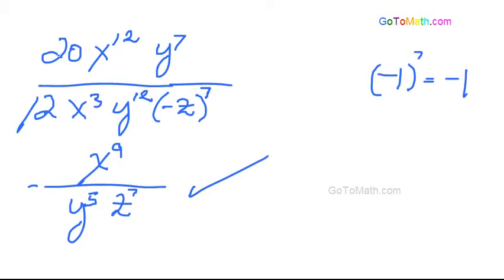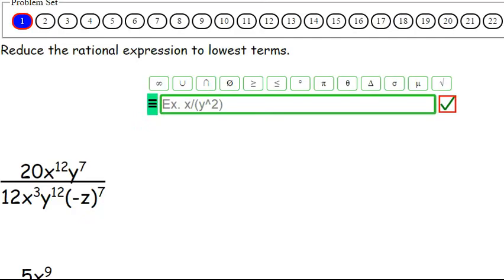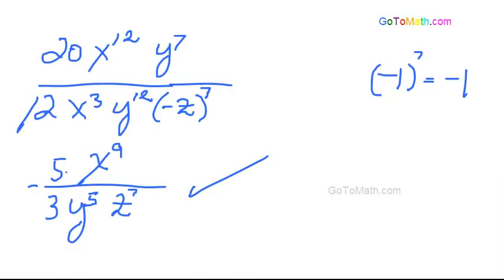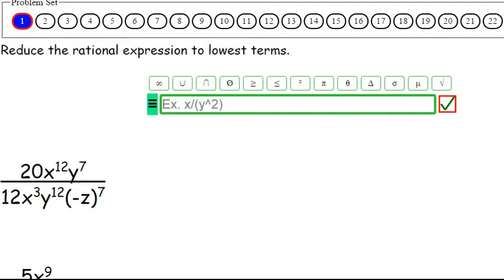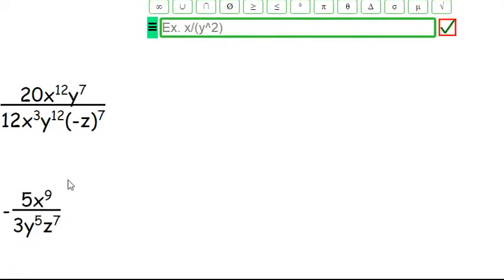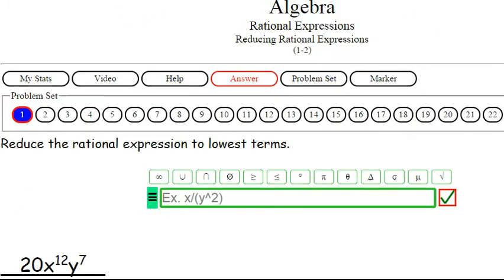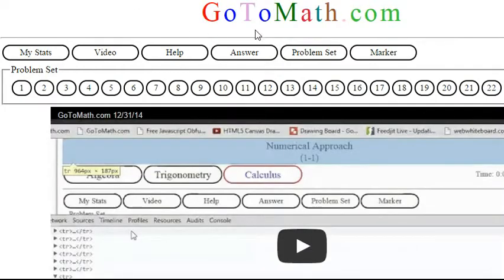We got, let's see, 4. 4 goes into 20 5 times. 4 goes into 12 3 times. Okay? Yeah, negative. What are we at here? Negative 5x to the 9th, 3y to the 5th, z to the 7th. What is going on with these 12s? Ones are disappearing. Anyway, we're over here at gotomath.com getting it figured out. See you in the next problem.